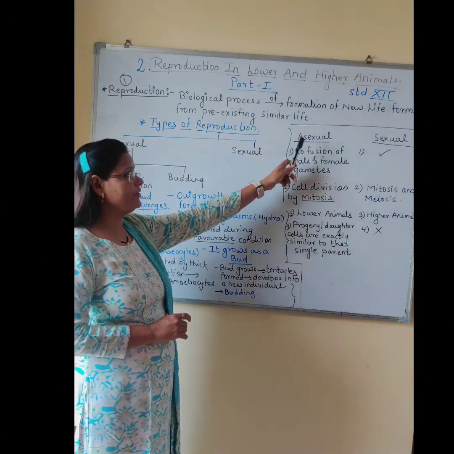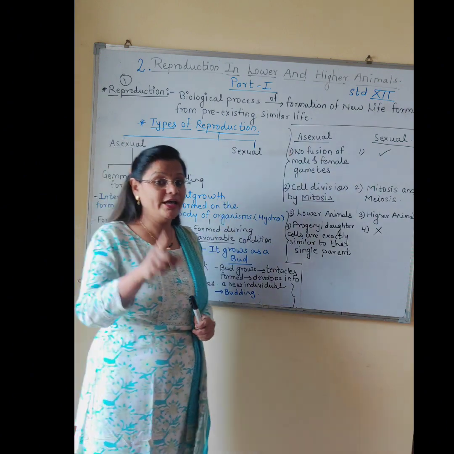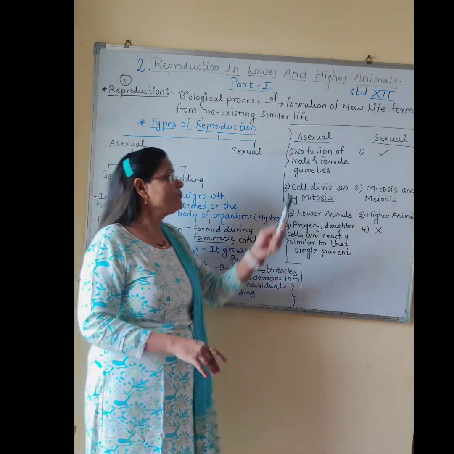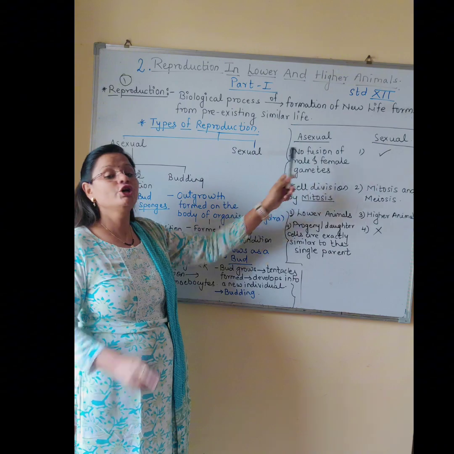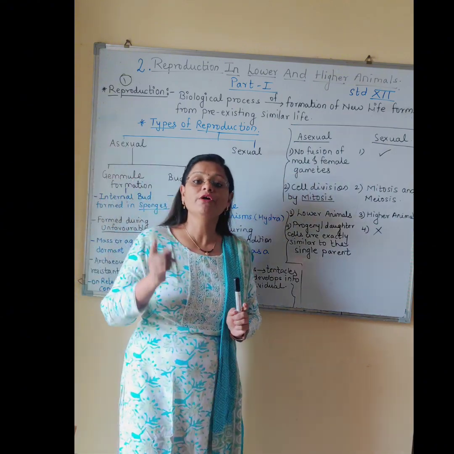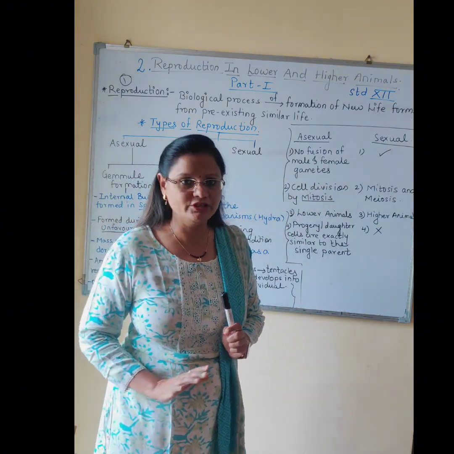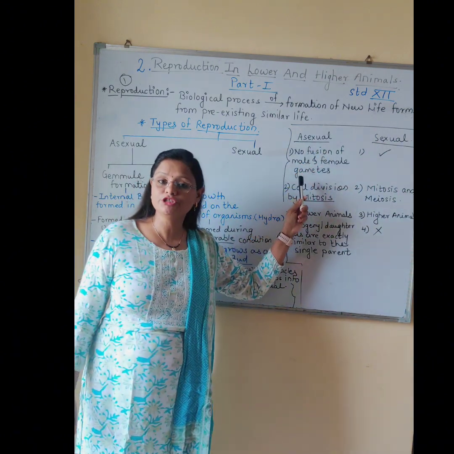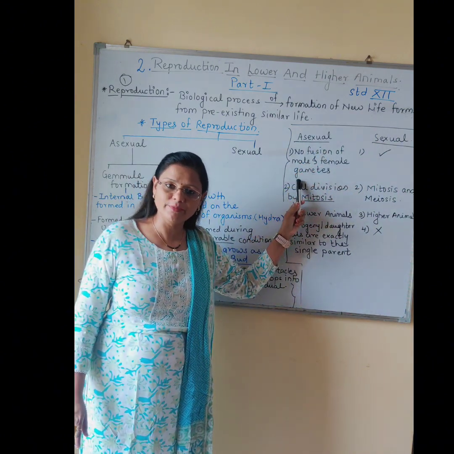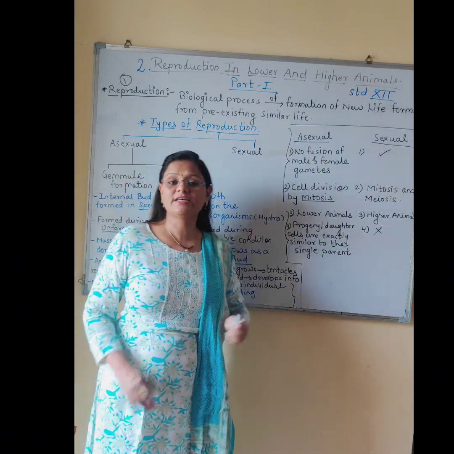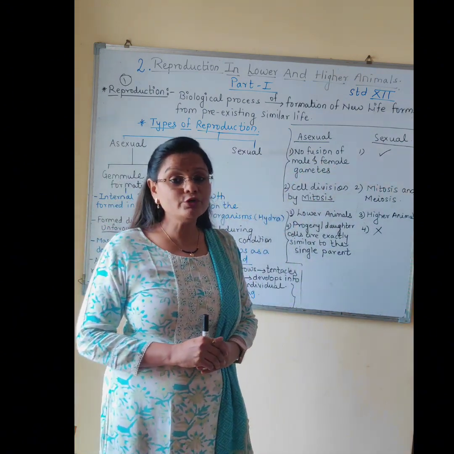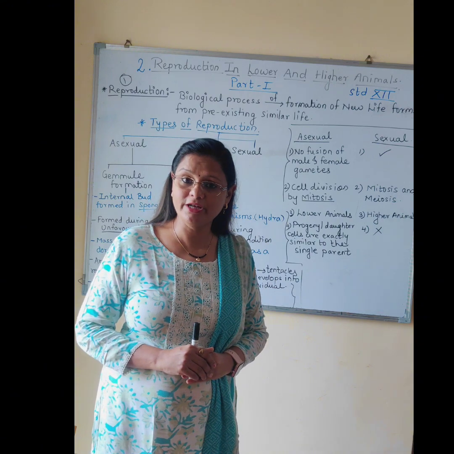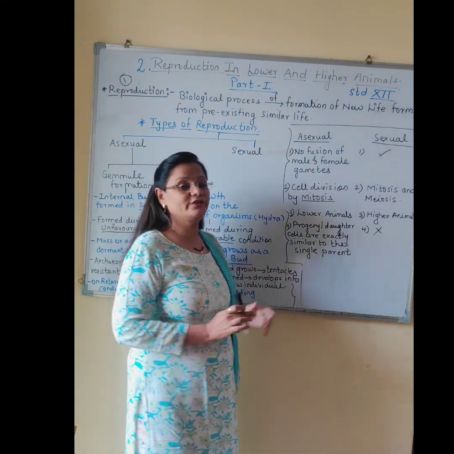The first difference I have written is that in asexual, a means absent. Okay, so in asexual reproduction there is no fusion of male and female gametes, while in sexual reproduction there is a fusion of male and female gametes. So this is the first difference.